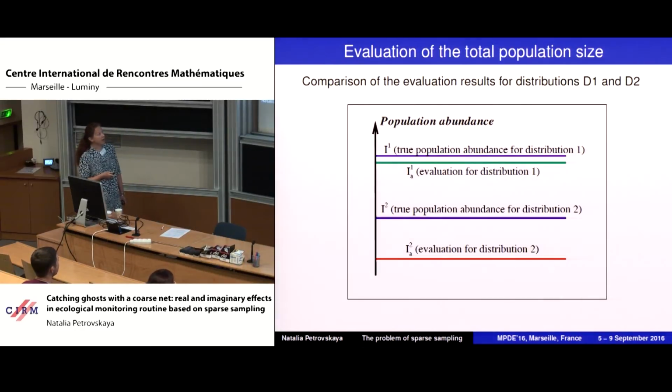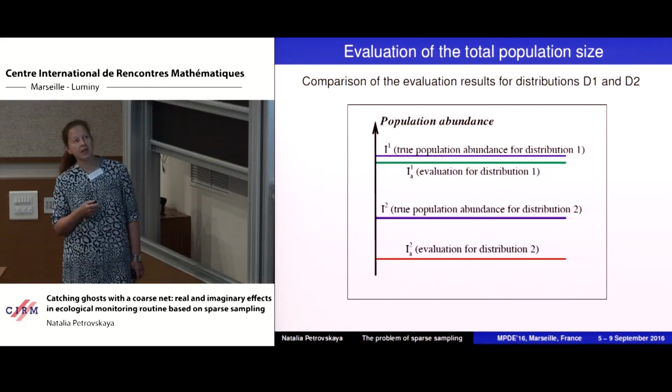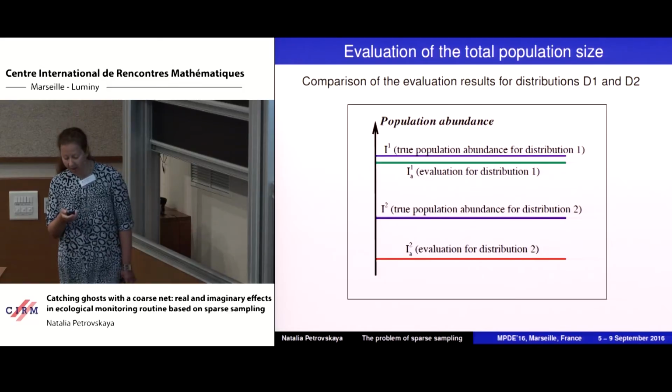Okay, let us document these very simple and expected results. And we have this diagram. Okay, so we have the true answer, the exact answer for the first distribution. We have the exact answer for the second distribution. And our evaluation is accurate, it's close to the true answer in the first case, and it's not so accurate in the second case.